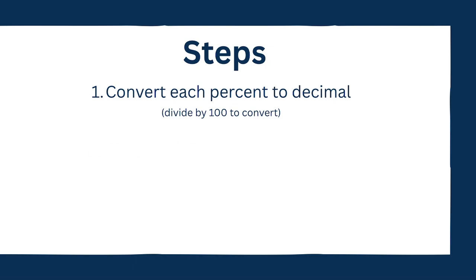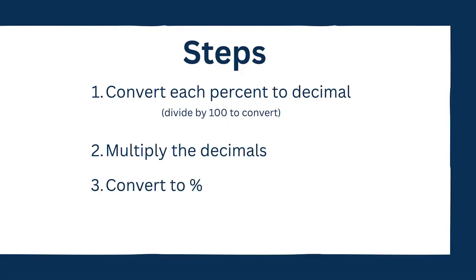Now our second step is to multiply the decimals. So when we turn each percent into a decimal, we're just going to multiply those two values together. And the third step is once we multiply those decimals, of course, we're going to have to convert back to a percent. You can do this by timesing 100, or you can use a simple calculator.